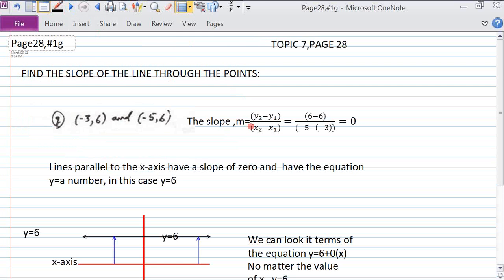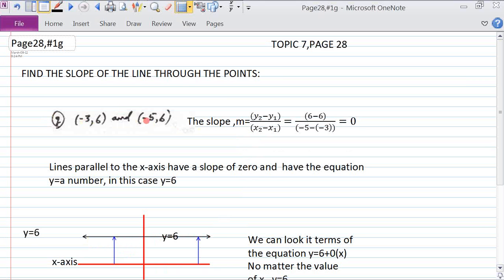So in 1G, we're given the ordered pair minus 3, 6 and minus 5, 6. And you can see by looking at these that the x value changes from minus 3 to minus 5, but the y value doesn't change. So really, y is 6 no matter what the value of x is. So if we draw y equal to 6 here, there's the line y equal to 6, and you can see it's parallel to the x-axis. So this is the x-axis, so y equals 6.